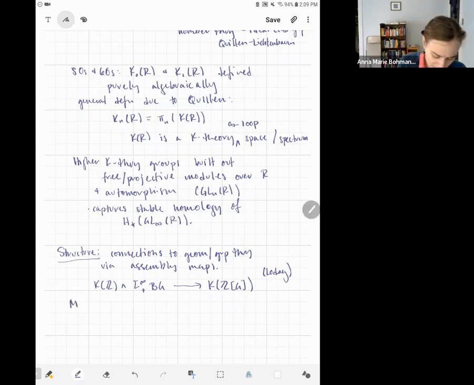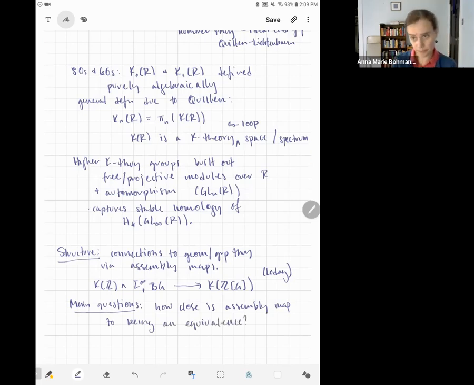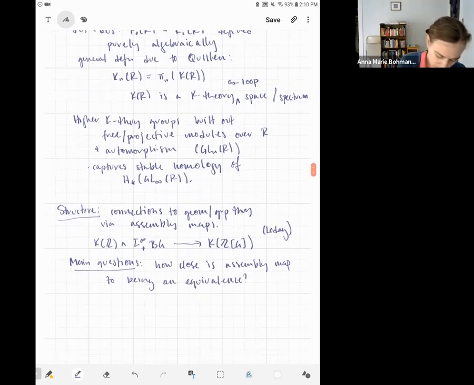And the main question that one tends to ask about this map, or other related maps, is: how close is your favorite assembly map to being an equivalence? You think of it as an approximation, and you want to know how good your approximation is. So that's the kind of question you ask. Here are some more specific ways of saying this question.